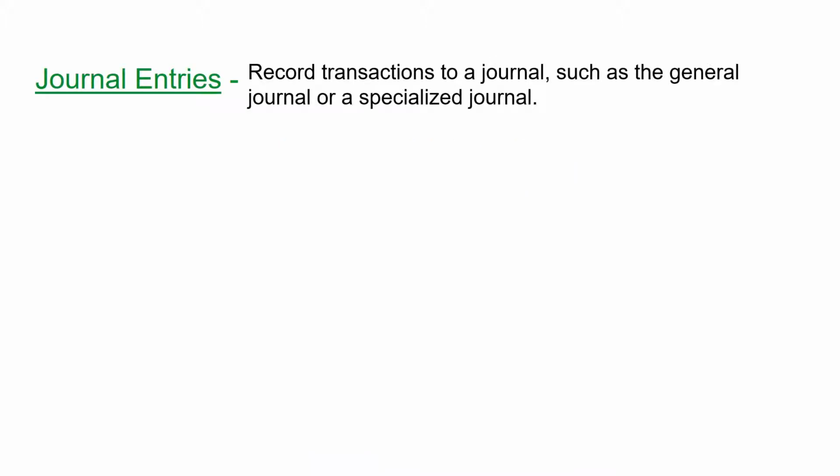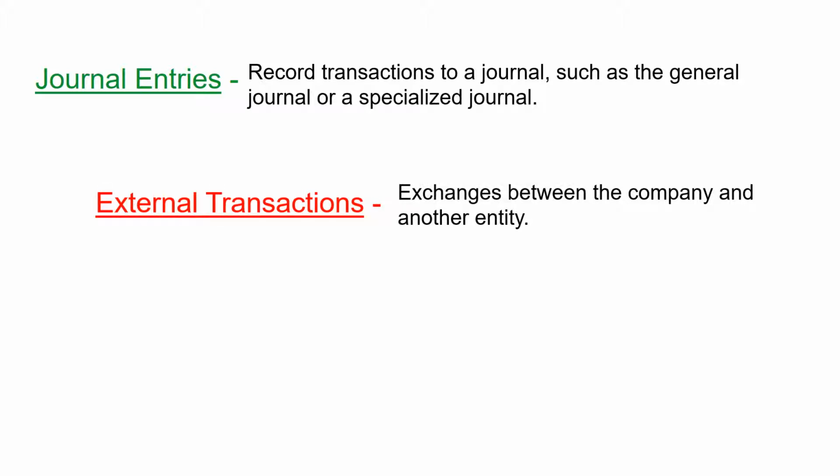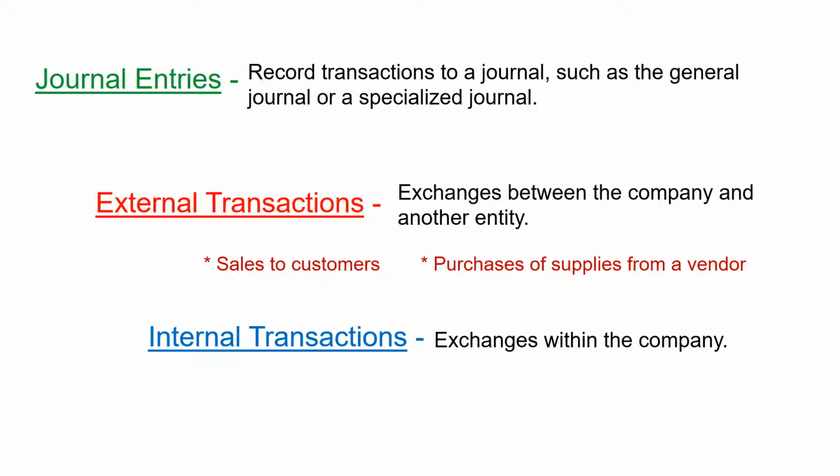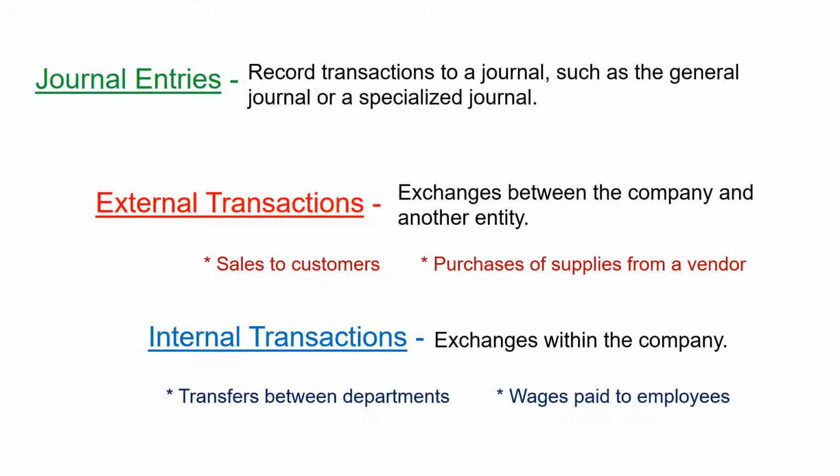So what are journal entries? Journal entries are used to record transactions to a journal, such as the general journal or specialized journal. Transactions can be external transactions or internal transactions. External transactions are exchanges between the company and another entity, such as sales to customers or purchases of supplies from a vendor. Internal transactions are exchanges within the company, such as transfers between departments or wages paid to employees.